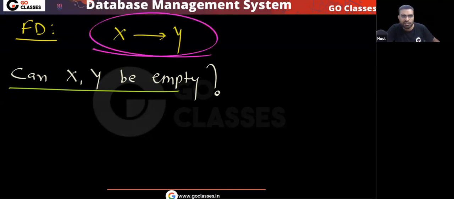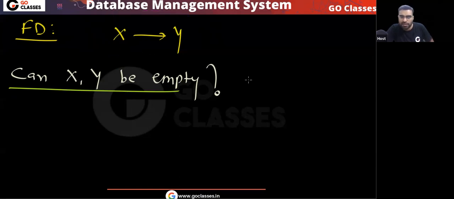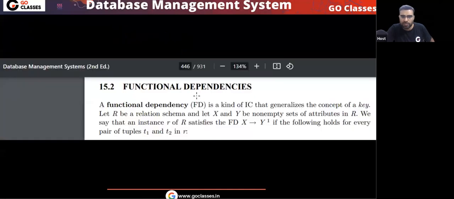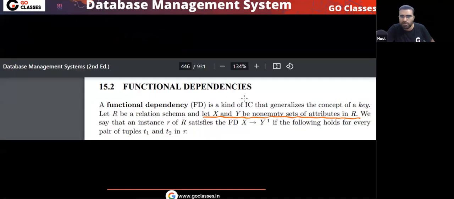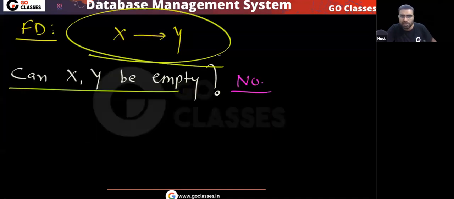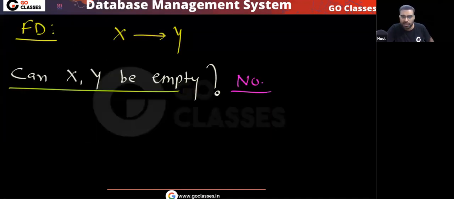So remember, if you have this FD, X determining Y, can they be empty? The answer is no. These are always non-empty. You can see here: let X comma Y be non-empty sets of attributes. They must be non-empty. Very simple point. Whenever you have this functional dependency, X determining Y, then X comma Y must be non-empty.